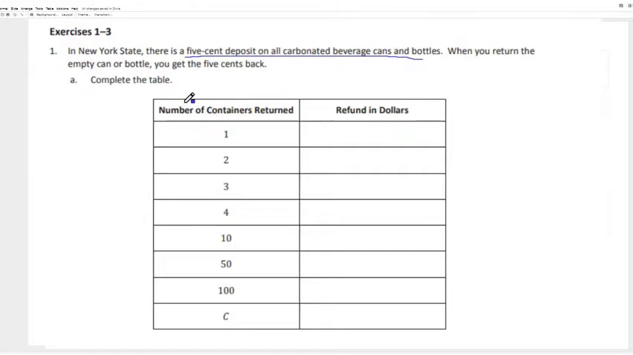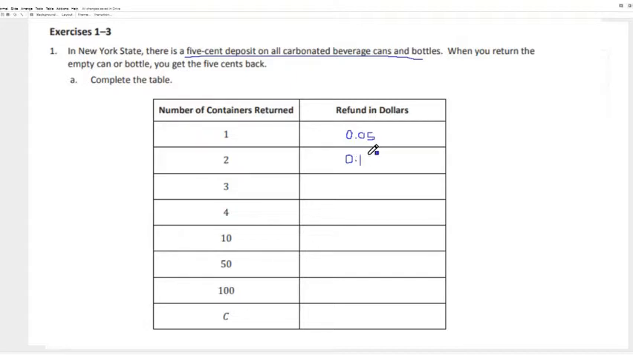So complete the table. Number of containers returned. If I return 1 container, how much money would I get? Well, for every 1 container, you get 5 cents. So 5 cents would be 0.05. There you go. If I return 2, this would go up by 5 cents as well. So that would be 10 cents.